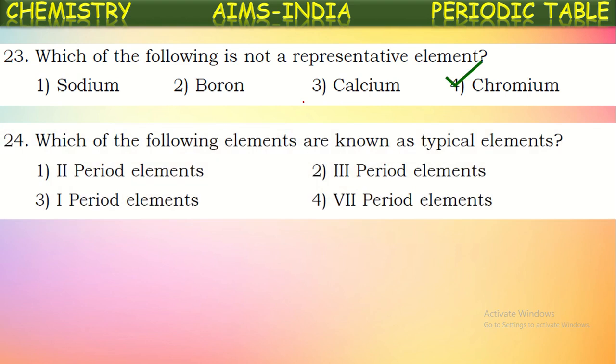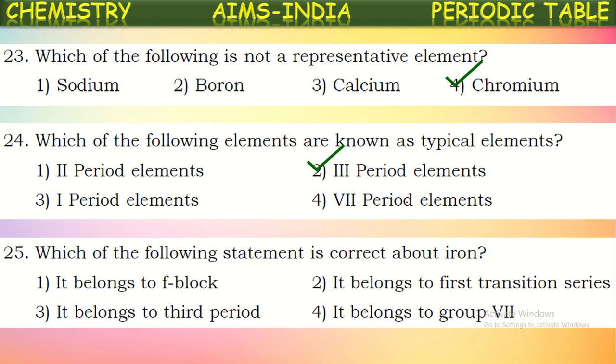Okay. Next, which of the following elements are known as typical elements? Which are called typical elements? The elements which belong to the third period are called typical elements. Third period elements give the generalized properties of that particular group. That is why these third period elements are specially called typical elements.